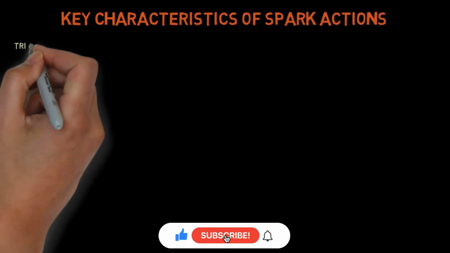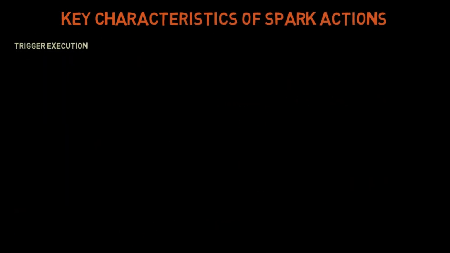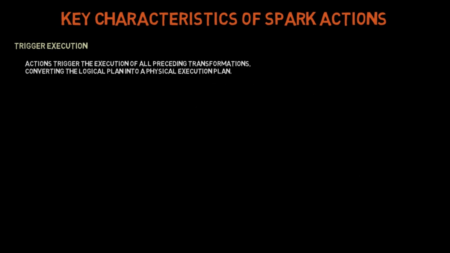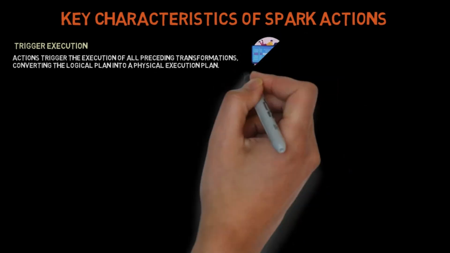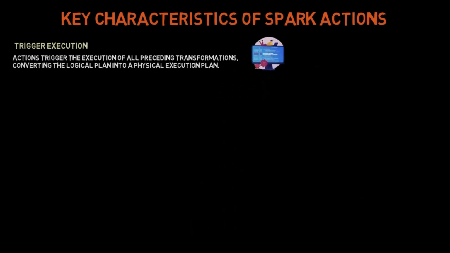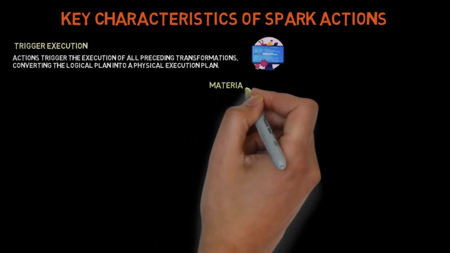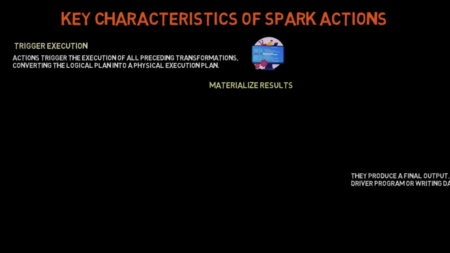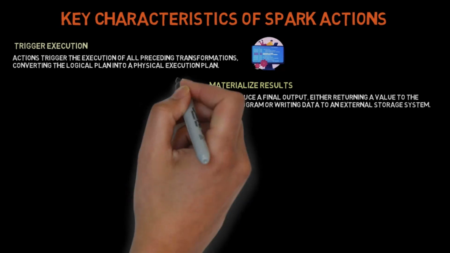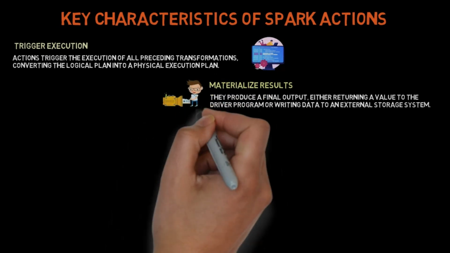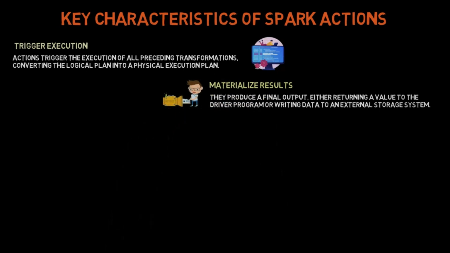Key characteristics of Spark actions. Trigger execution. Actions trigger the execution of all preceding transformations, converting the logical plan into a physical execution plan. Materialize results. They produce a final output, either returning a value to the driver program or writing data to an external storage system.